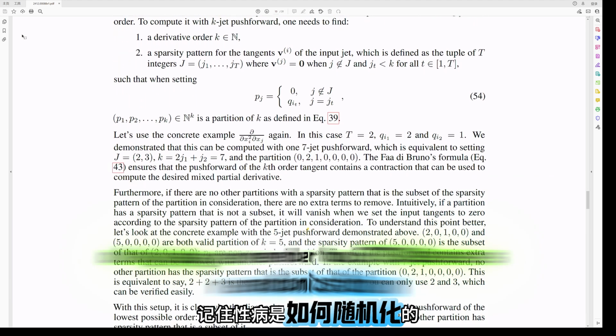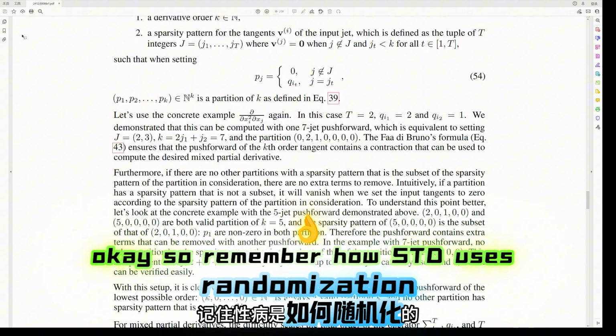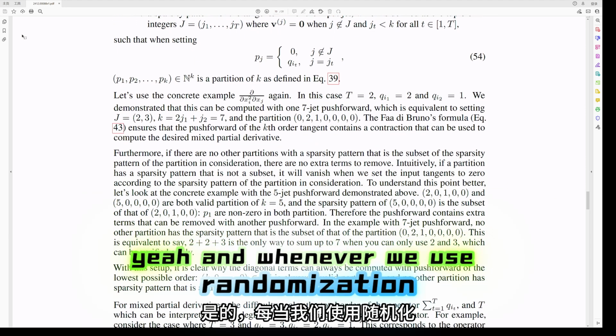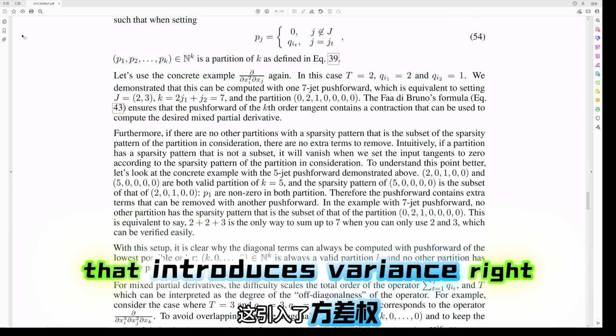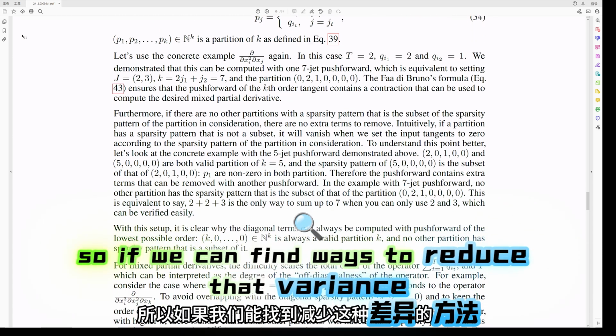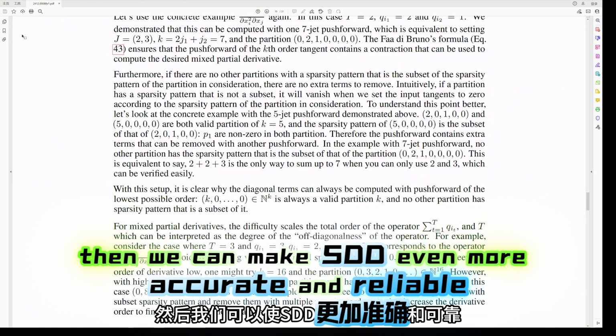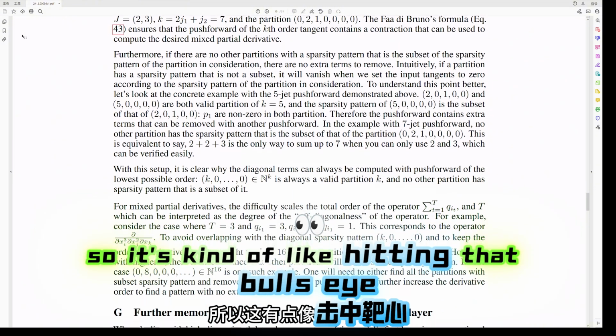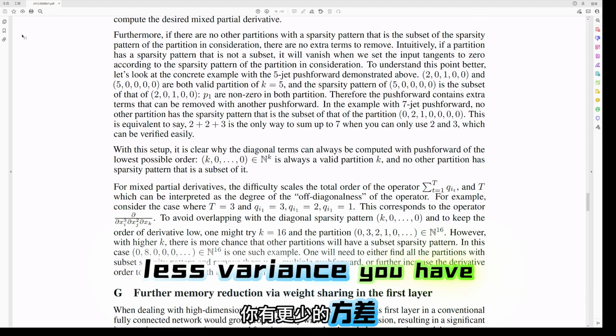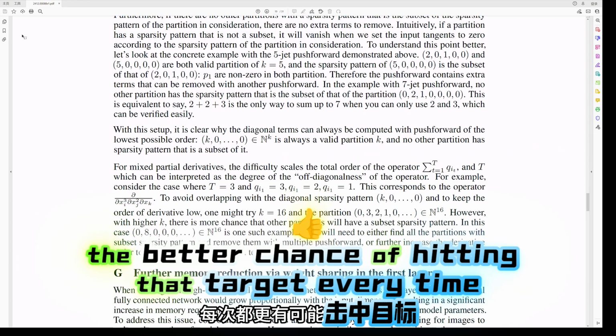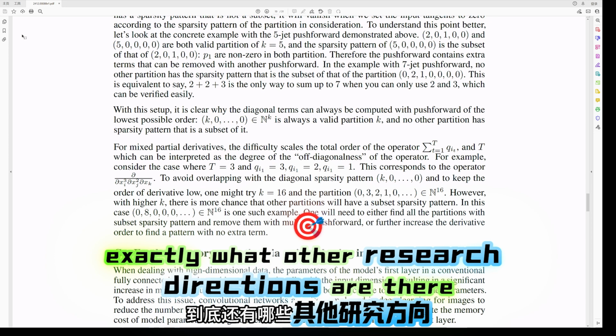Variance reduction techniques. Okay. So remember how STDE uses randomization? Yeah. And whenever we use randomization, that introduces variance. Right. So if we can find ways to reduce that variance, then we can make STDE even more accurate and reliable. So it's kind of like hitting that bullseye. The less variance you have, the better chance of hitting that target every time. Exactly. What other research directions are there?